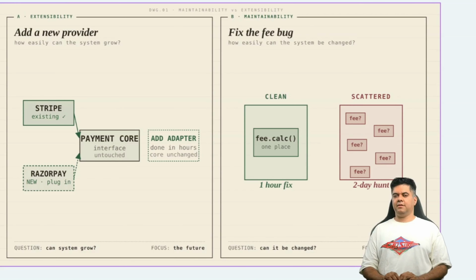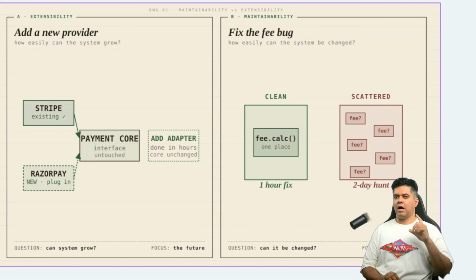Now imagine that 6 months later, a bug is found in the fee calculation logic. Maintainability is what determines how hard that fix is going to be. If the logic is clean, isolated, well named and tested, someone will fix it in an hour. If the fee calculation is scattered across multiple files, mixed into unrelated business logic with no tests and comments that describe what the code used to do, then that fix is a 2-day investigation followed by 3 days of anxiety about what else might have broken.